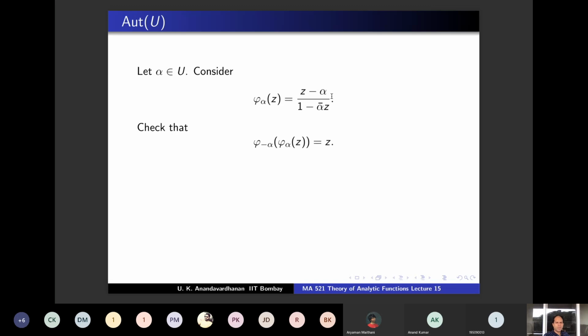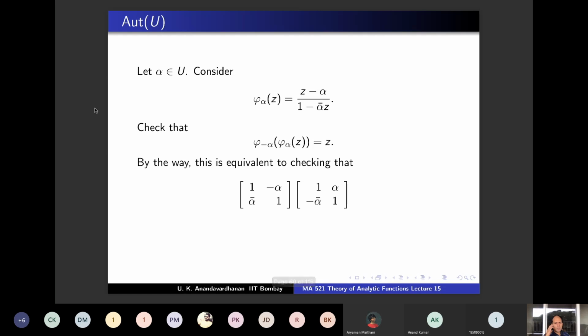So phi alpha of z you take, this is the definition. Now you take phi minus alpha of this, you will see that that's nothing but z. So this I leave it for you to check. I'll make this observation that this is equivalent to checking that the product of these two matrices is a scalar matrix. You will see. So if you take (A1 z + B1)/(C1 z + D1) and (A2 z + B2)/(C2 z + D2), their composition corresponds to the product of the corresponding matrices [A1 B1; C1 D1] times [A2 B2; C2 D2]. You can check this. So just verify.